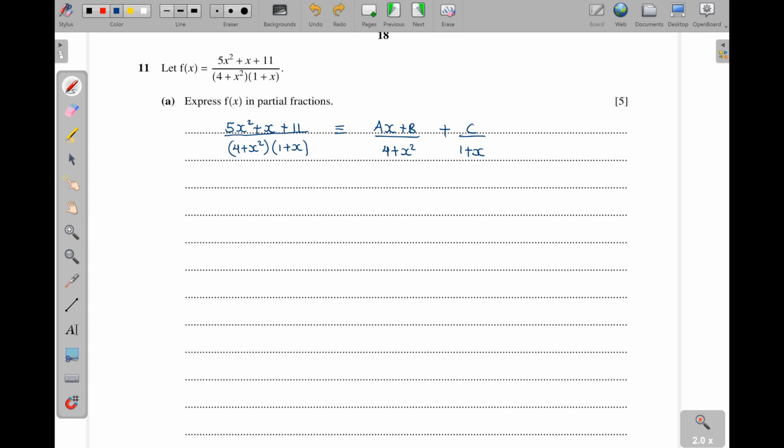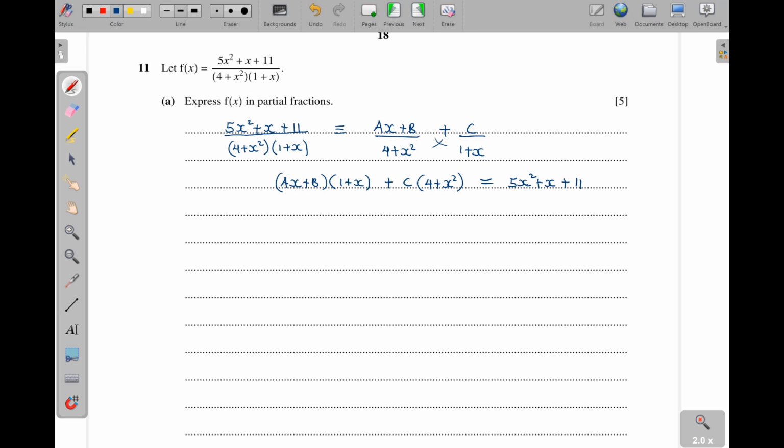We multiply these two, then we do the butterfly. This times that, meaning we shall have (ax plus b) multiplied by (1 plus x), then plus c times (4 plus x squared). The whole of it is going to be under this one here. So this simply implies that since they have the same denominator, then even the numerators are equal. So without wasting time, when you reach here, you just get this and equate it to your numerator here, that is 5x squared plus x plus 11.